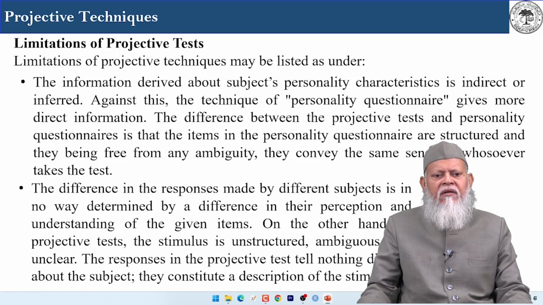There are, of course, limitations. The information derived about subjects' personality characteristics is indirect or inferred. Against this, the technique of personality questionnaire gives more direct information. The difference between the projective tests and personality questionnaire is that the items in the personality questionnaire are structured, and being free from any ambiguity, they convey the same sense to whoever takes the test. The difference in the responses made by different subjects is in no way determined by a difference in their perception and understanding of the given item.